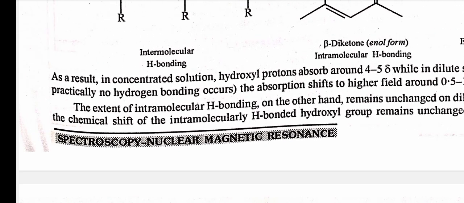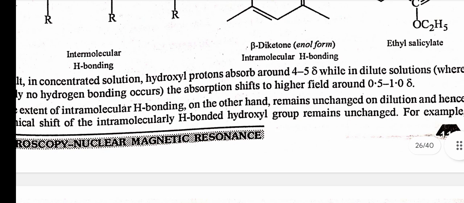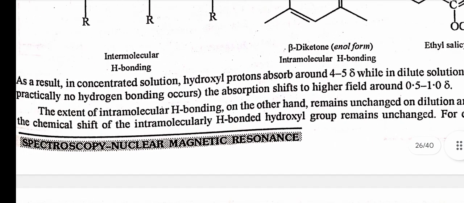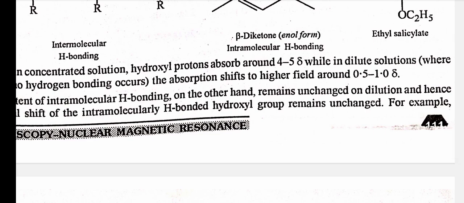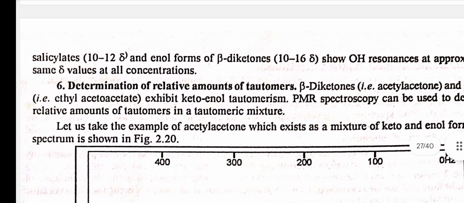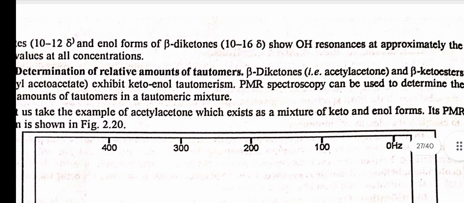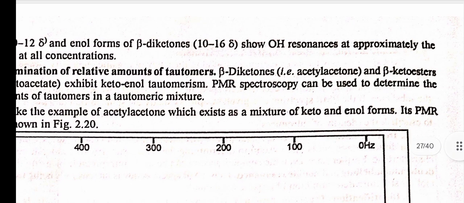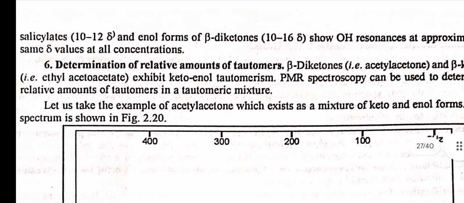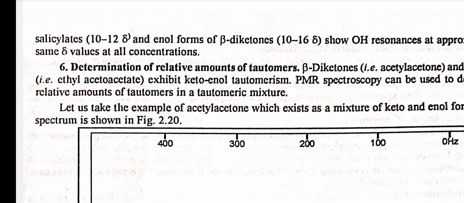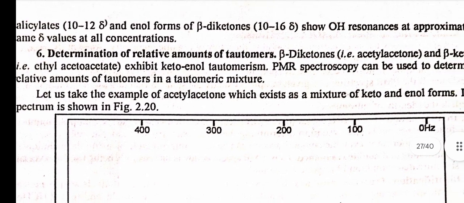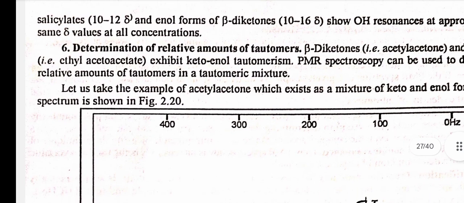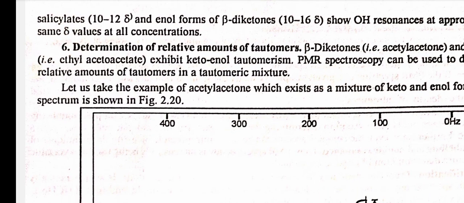The extent of intramolecular H bonding, on the other hand, remains unchanged on dilution, and hence the chemical shift of the intramolecularly H bonded hydroxyl group remains unchanged. For example, salicylates and enol forms of beta diketones show OH resonances at approximately the same delta values at all concentrations. Determination of relative amounts of tautomers. Beta diketones and beta ketoesters exhibit keto-enol tautomerism. PMR spectroscopy can be used to determine the relative amounts of tautomers in a tautomeric mixture.